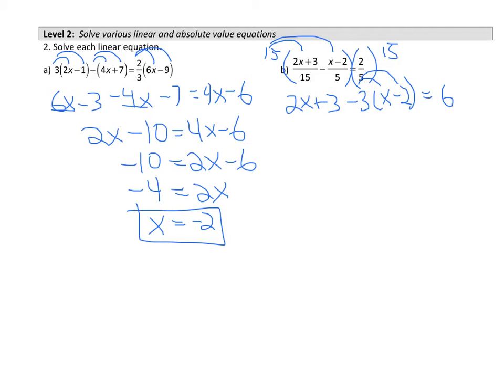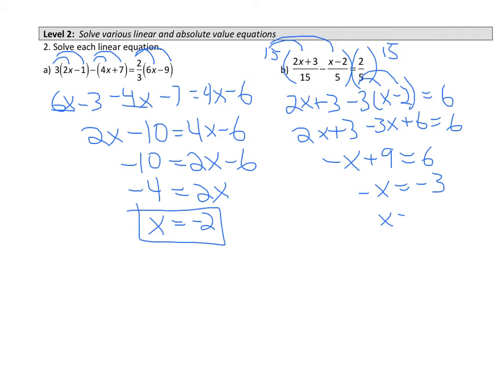I'm going to distribute the negative 3 right here, and I get 2x plus 3 minus 3x plus 6 equals 6. Next, I'm going to combine like terms on the left side, and I get negative x plus 9 equals 6. Subtract 9 from both sides, I get negative x equals negative 3. Divide both sides by negative 1, and x equals 3.